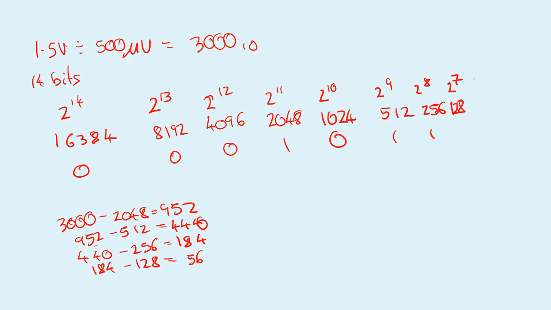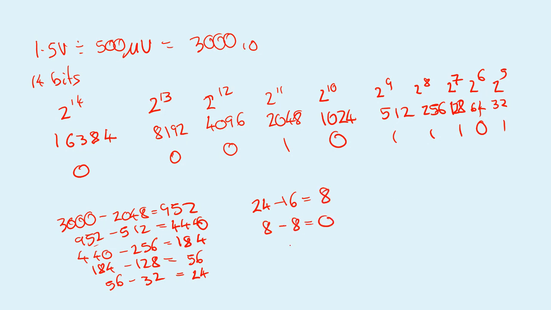56, and we don't need a 64. That's our 64s, so we need 128. We don't need a 64. We are going to need a 32. Our next number is 16, so 24 minus 16, we do need a 16. That'll be 8. So our next one is 8, so that's perfect. That gives us 0. We don't need a 4, 2, or 1.